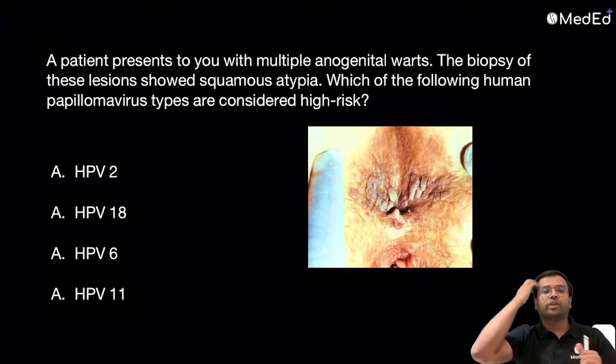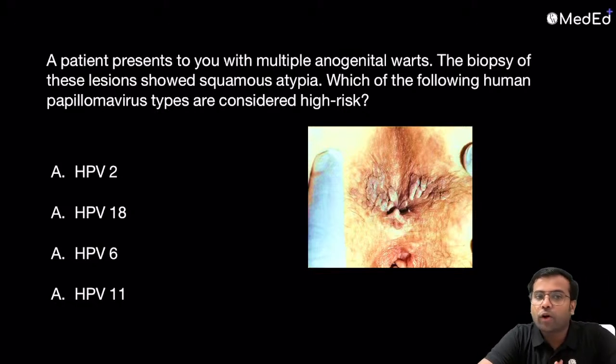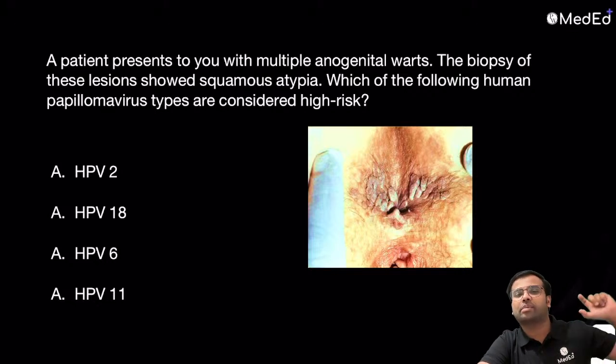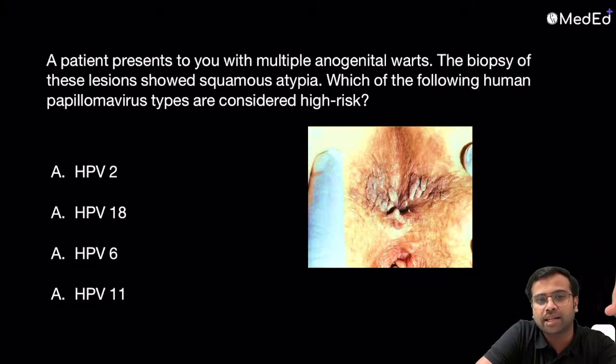Okay. So moving to the next one, the question says a patient presented to you with multiple anogenital warts. The biopsy of these lesions shows squamous atypia. Which of the following human papilloma virus is considered high risk? Now, many times in the NEET PG exams, you can find that the clinical scenario is about something else, but they ultimately ask you a question which is not related to the clinical scenario.